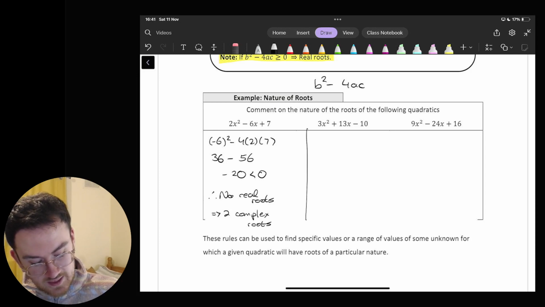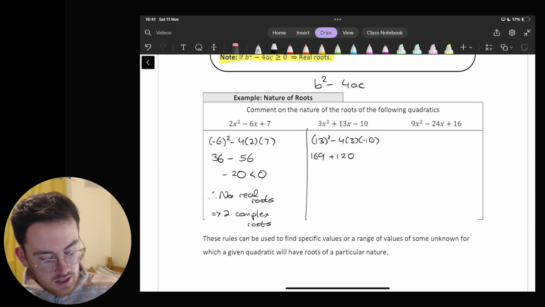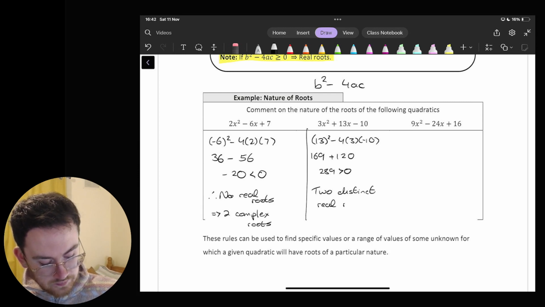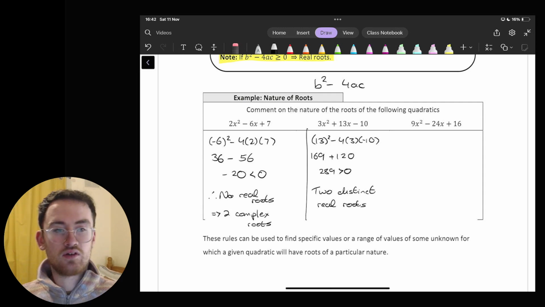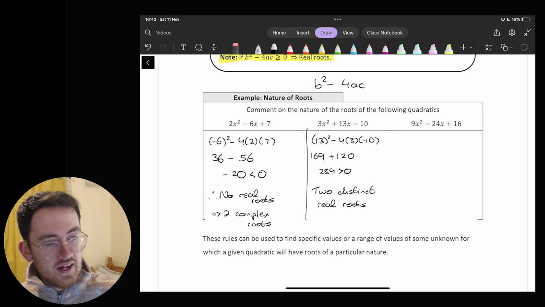Okay, looking at the second example here, same idea again, b squared minus 4 times a times c. 13 squared, 169, plus 120. 289, this of course is greater than 0, so that means I have two distinct, and it's important to include that, two distinct real roots. So two different real roots, because remember, even if we have repeated roots, it's still considered having two roots. They're just the same root. It's two repeated roots.